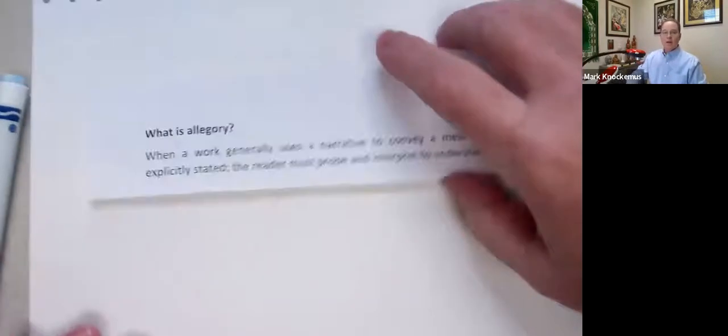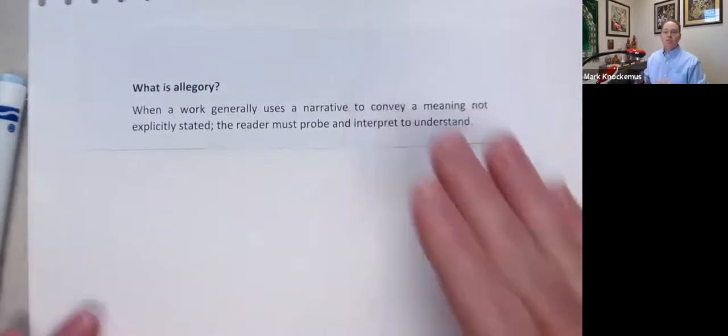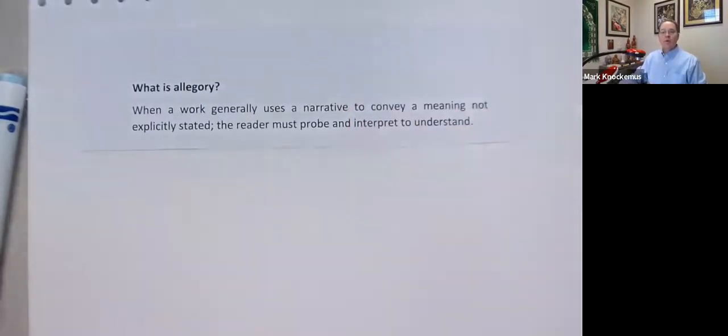Welcome back, everybody. Let's begin taking a look at some of the different literary devices that we can use to analyze different works of poetry, fiction, drama, and some of these can even be used to analyze and interpret visual arts, such as a painting or a sculpture. So let's begin with allegory. So what is an allegory?